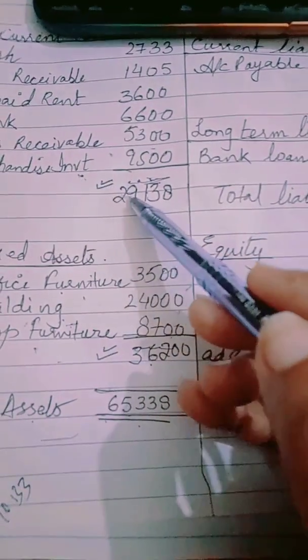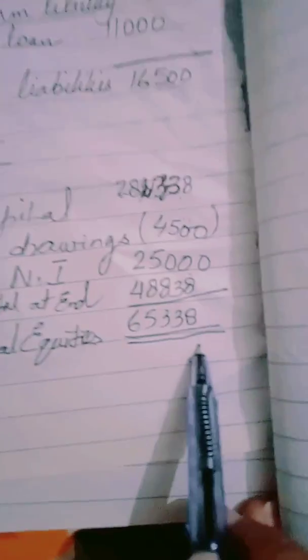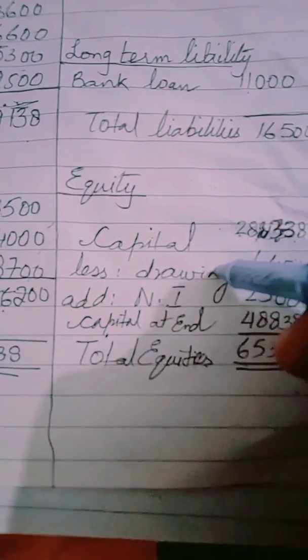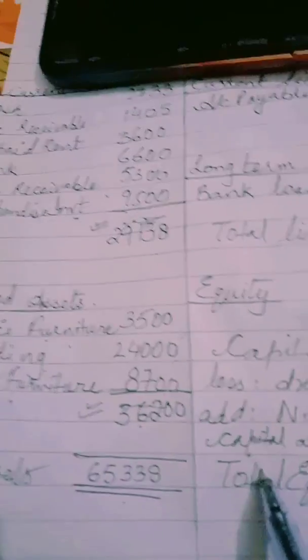Now we will put the values and check the balance sheet. After putting the values, I can see that my assets is equal to 65,338 and my total equities is also 65,338. My capital is equal to 28,338. Drawings is 4,500. Net profit is 25,000. Capital end 48,838. Hope this question is now clear to you.